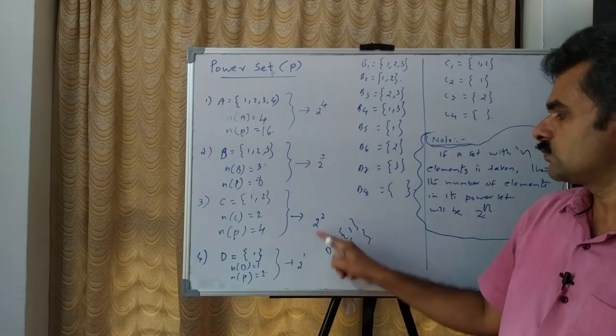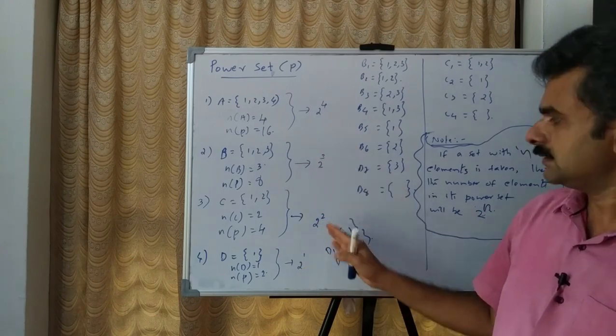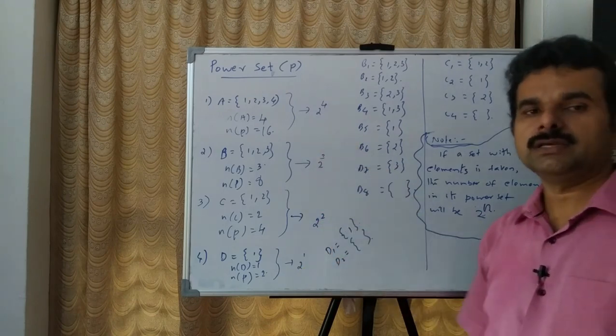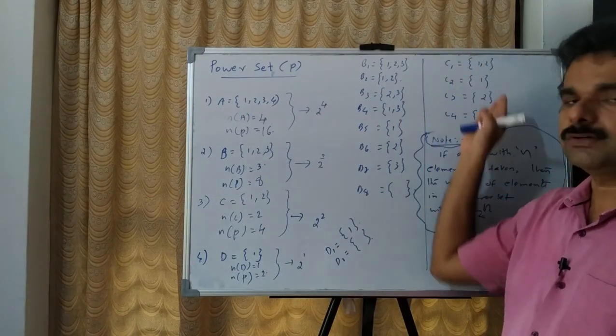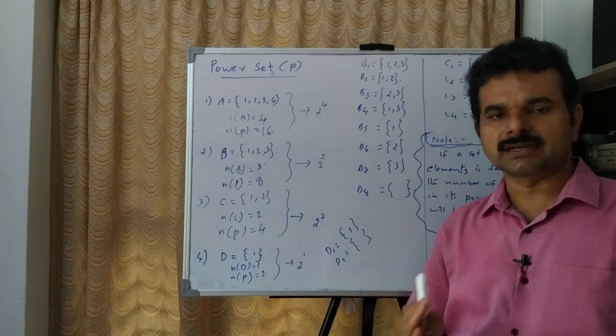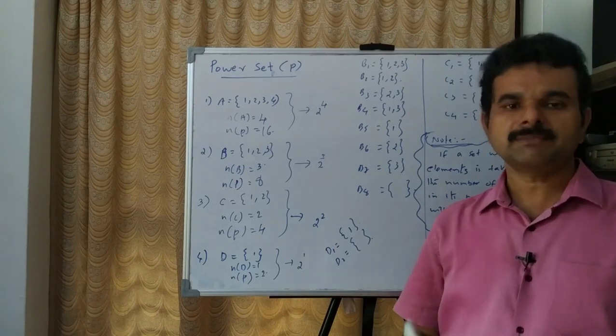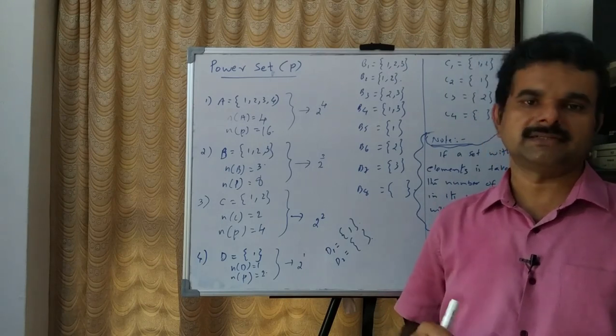But in all of them this 2 is common, okay. So try to understand how that comes about. So this is the power set. So a power set is a set which consists of all subsets of a given set.